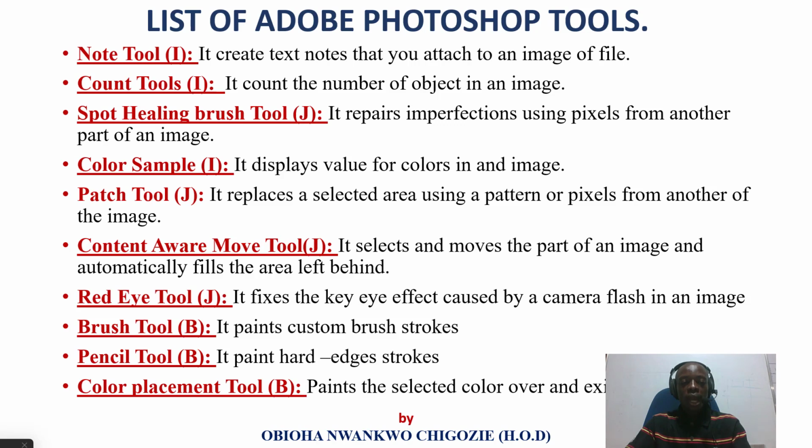Okay, we have the brush tool, which is used to select a particular brush in Photoshop. It paints custom brush strokes. The pencil tool paints hard edges, while the other one makes them softened. We have the color replacement tool, which, from the name, paints the selected object. If you have an image which has red color, you can use hue saturation or the gradient to change it. Okay, hope you are following.